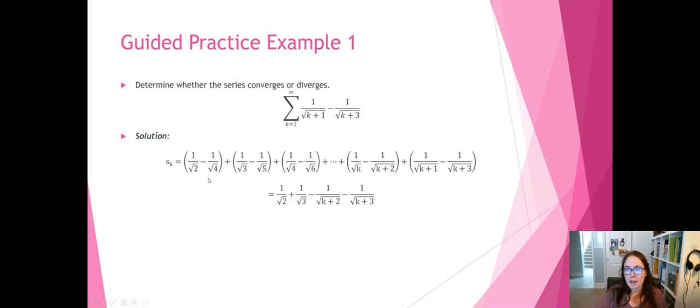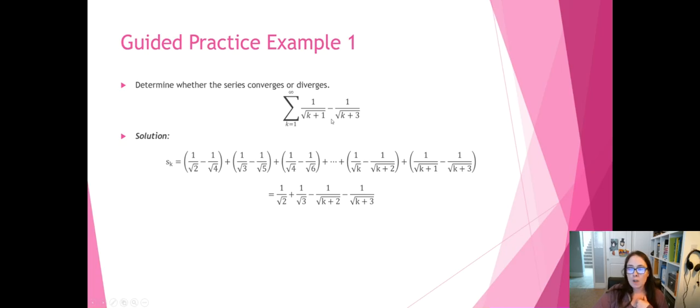I only wrote the first 3 terms before I went to a general term. You may want to write more terms than that in order to figure out where the cancellation is happening and what terms survive the cancellation, what doesn't get canceled out. If I come to the end here, following that pattern, the 1 over root k is going to cancel, just like the 1 over root 4 canceled in this third term. And the 1 over root k plus 1 is also going to cancel.